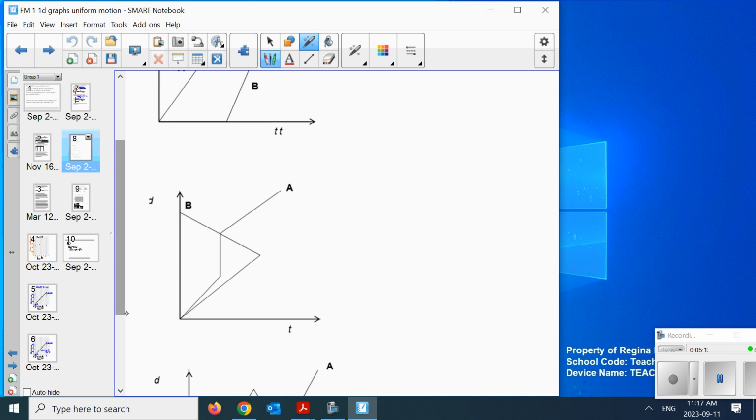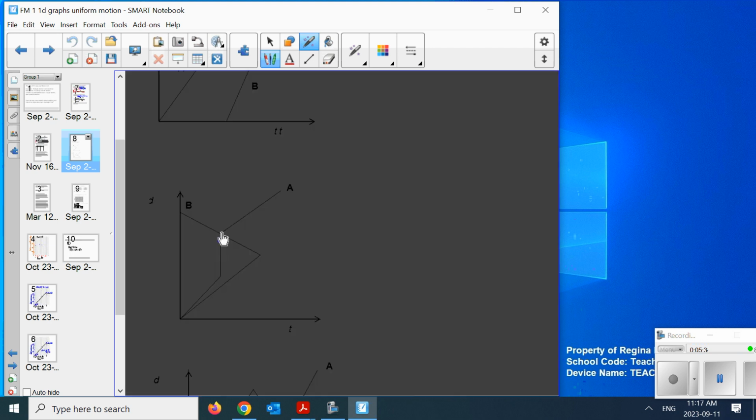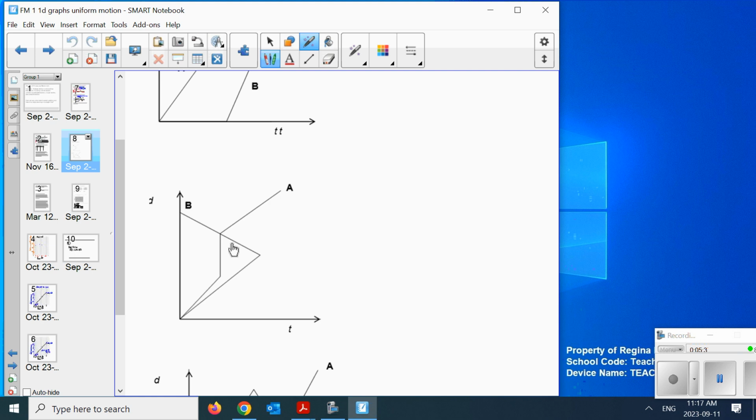Let's go with A, because A is first. This is okay. This is okay, but what's the problem with this? Vertical, yeah, but what's the problem physics-wise? What would that mean? It's not that you're standing still, it's traveling to the right. You're traveling to the right, but what are you doing right here? Not necessarily standing still, because that'd be a horizontal line.